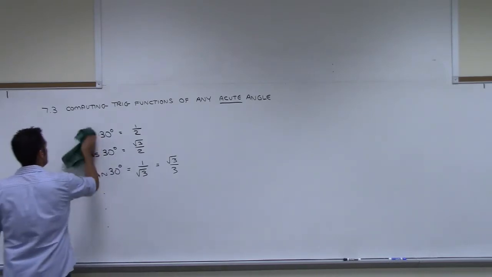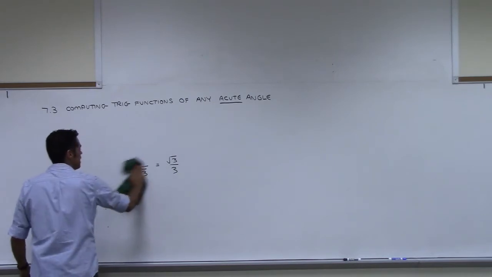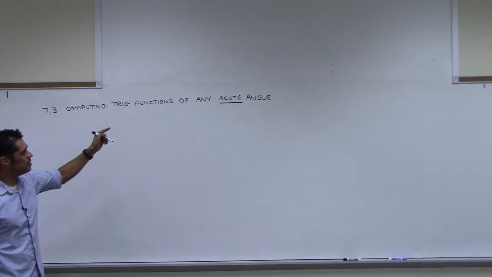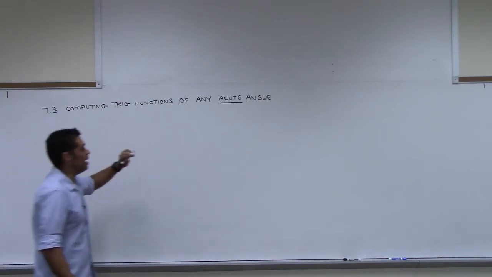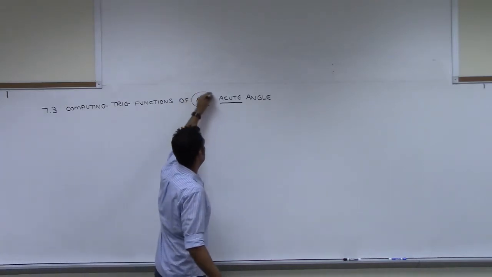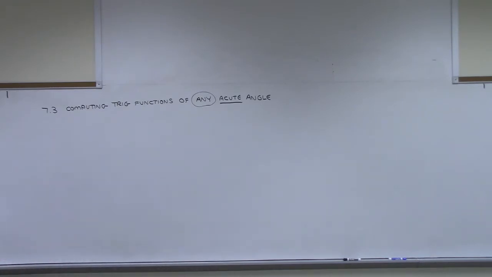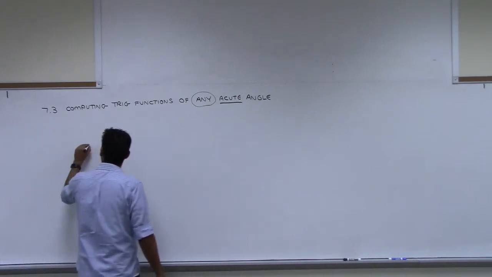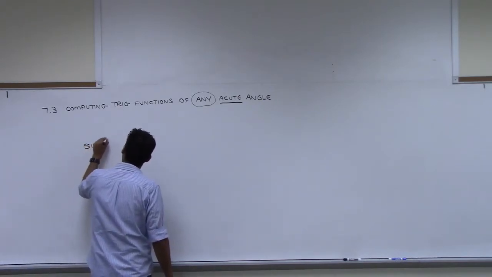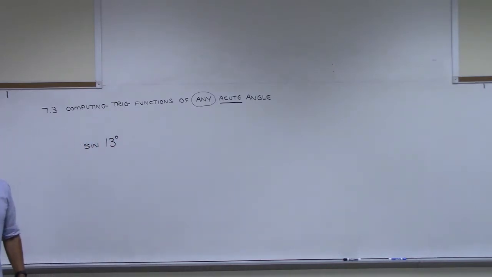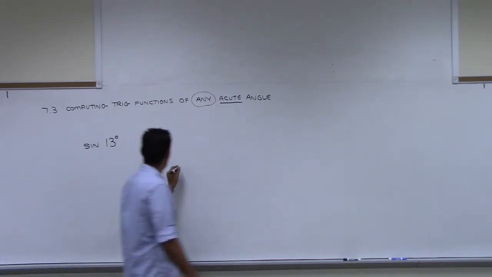All right. Now, those are the common angles, but this section is titled Computing Trig Functions of Any Acute Angle. Actually, the book doesn't have any in there, but I put it in there because that's really what we're going to do. We want to be able to do this for any angle. So what if we have this now? What is sine of 13 degrees? Let's try and understand what this is saying first.